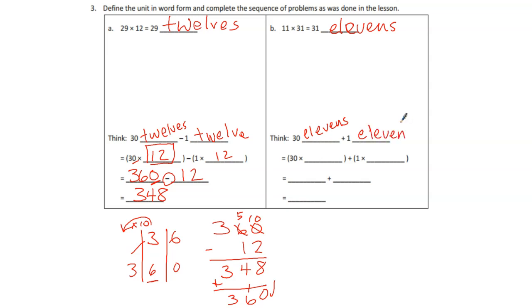So 31 times 11 is equal to 30 elevens plus 1 eleven, which is 30 times 11 plus 1 times 11. I know 30 elevens is equal to 3 times 11 is 33, times 10 is 330, and then 1 times 11 is 11. And add those together: 1 plus 0 is 1, and 1 ten plus 3 tens is 4 tens, and 3 hundreds.